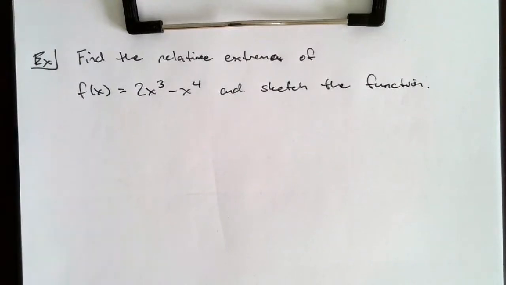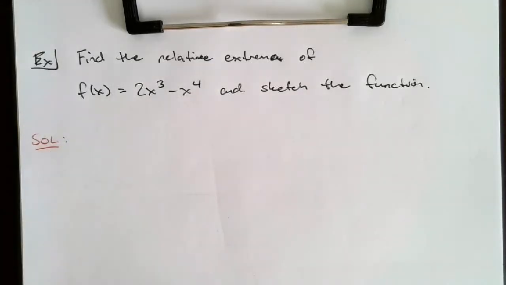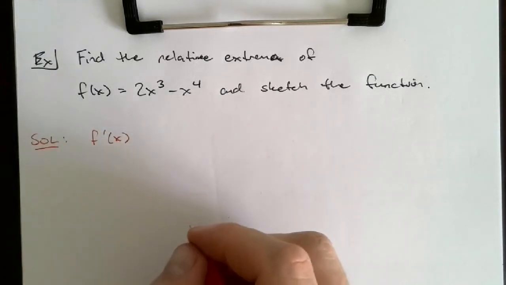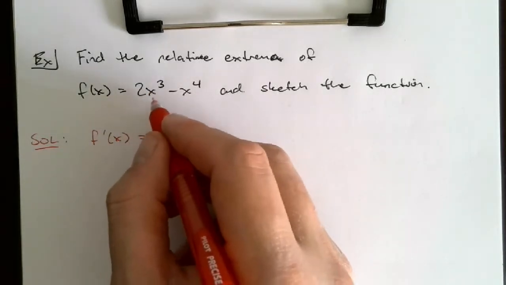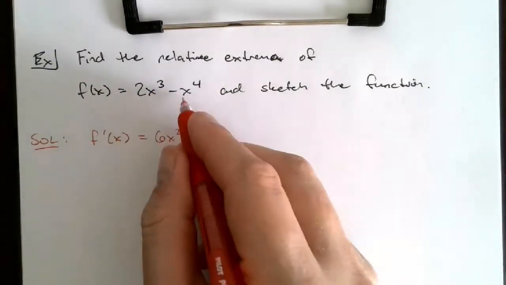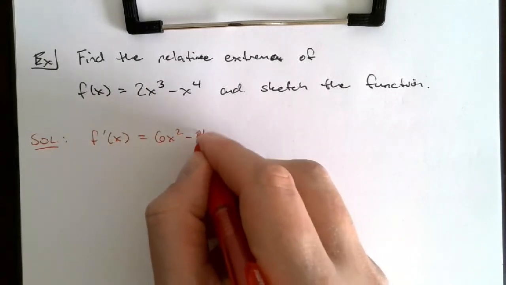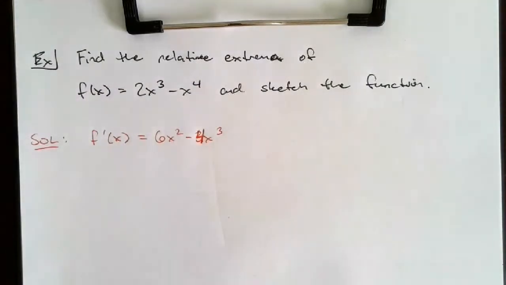So first off, to find relative extrema, the first thing you want to do is find critical values. And to find critical values, remember we want to find where either f prime of x equals 0 or f prime of x doesn't exist. So first thing we've got to do is find f prime of x. Taking the derivative, the derivative of 2x cubed is 3 times 2, which is 6x to the second power, minus the derivative of x to the fourth, which is minus 4x to the third power, bringing the 4 down in front.